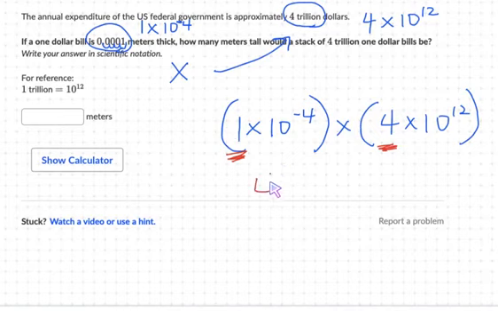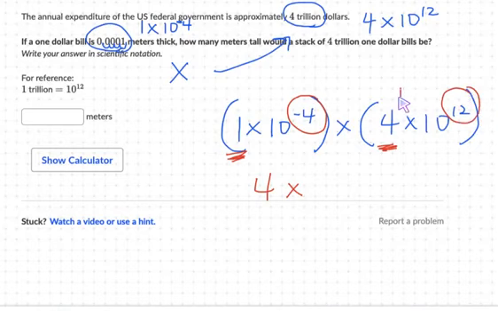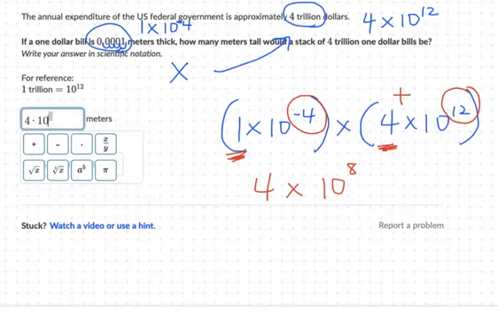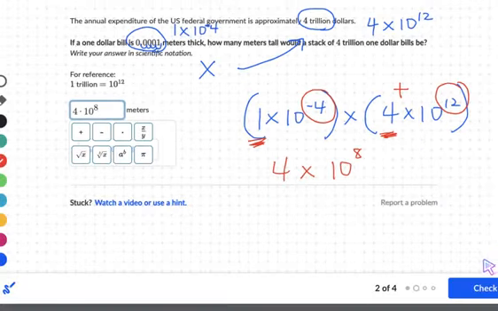We know from previous lessons that we need to do normal math for our first part, so that's 1 times 4, which is 4. And we need to use our shortcut for our powers. They're multiplied, so we need to add them together. Negative 4 plus 12 is positive 8. So this should be 4 times 10 to the 8th power meters. Because we want to see that thickness for the dollar bill 4 trillion times. So that's why we multiplied it.